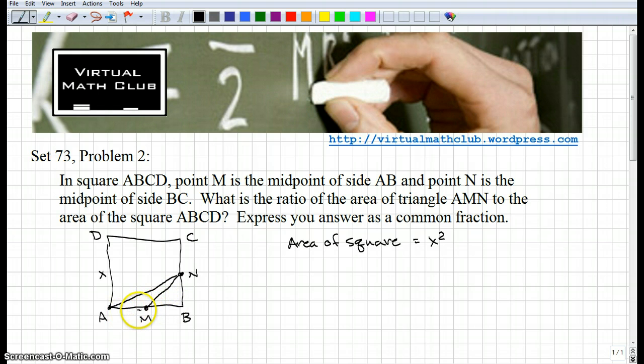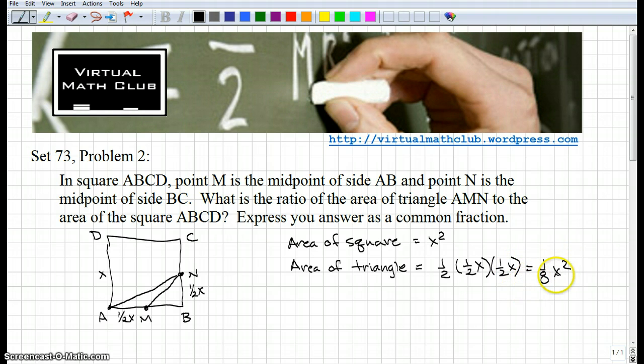Okay, so I know this is the midpoint. M is the midpoint, so this length here is 1/2 x, and N is also a midpoint, so this is 1/2 x. Okay, so if I do 1/2 base times height to get the area of the triangle, let's write that out. Area of the triangle, that would be 1/2 times the base, which is 1/2 x, times the height, which is 1/2 x. Okay, so if we take 1/2 times 1/2 times 1/2, we get 1/8. And then we have x times x, so we have x squared.